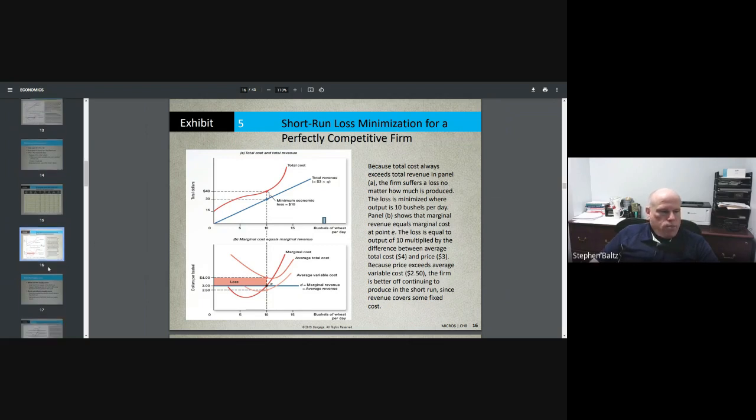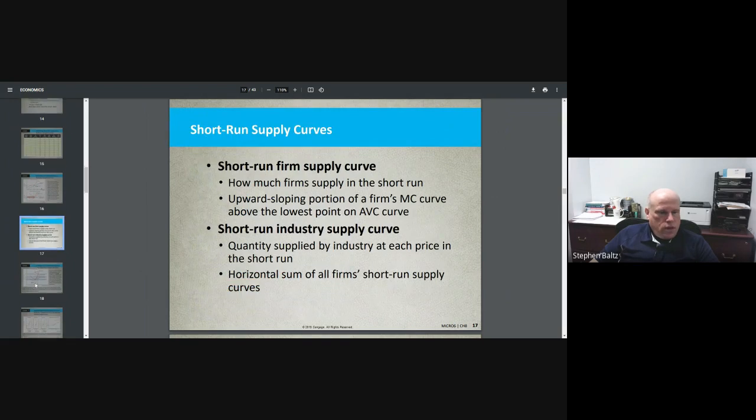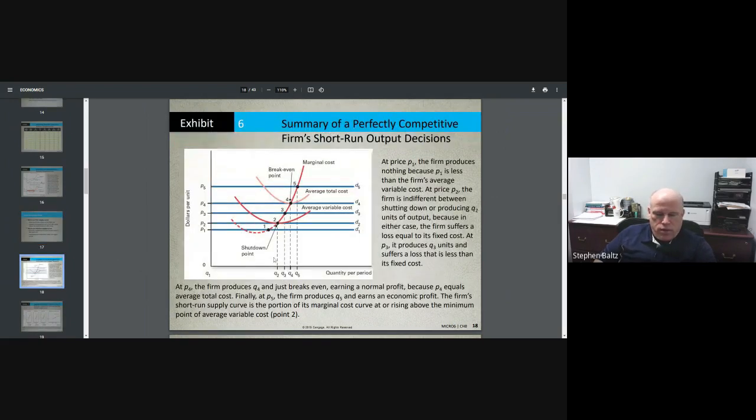All right. Now, one other thing I wanted to go over with you is this Exhibit 6 in your book. It's also on the PowerPoint slide here. This is a real good thing to look at to study the basic concepts of the perfect competition market structure and the break-even point, shutdown point, and so forth. So let's go through this very quickly here. Basically what we're looking at is we've got our marginal cost curve right here. We've got our average variable cost curve here. We've got our average total cost curve here.